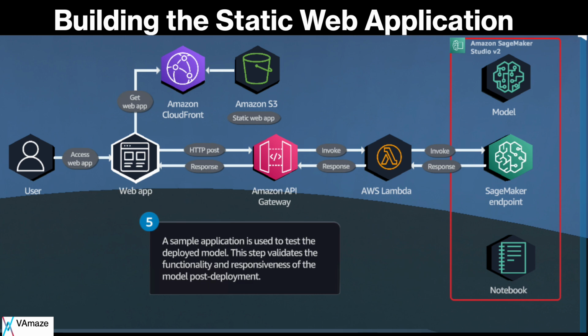So let's look at the S3 bucket static application. We'll build a static web application to interact with our inference endpoint. We'll use HTML, CSS, and JavaScript to create a sample front end that will allow users to input data and see the model prediction. This web application sends HTTP requests to our API Gateway, which will then forward the request to the SageMaker endpoint. The setup ensures a seamless user experience for interacting with our GenAI models.